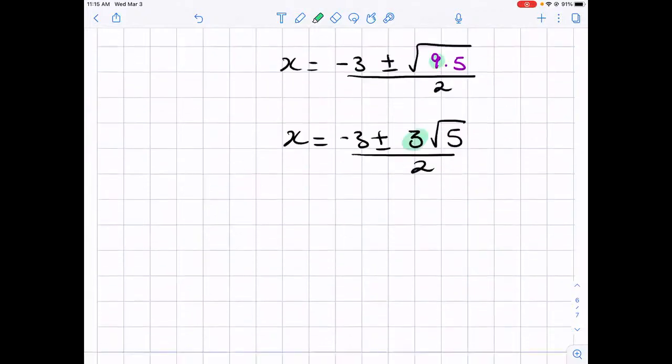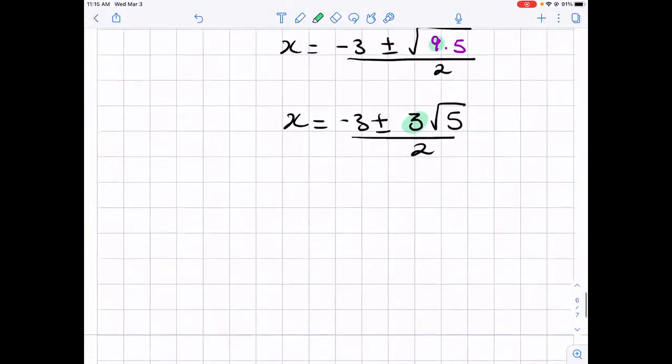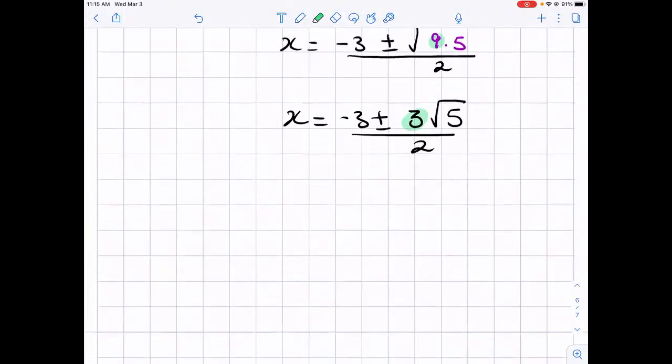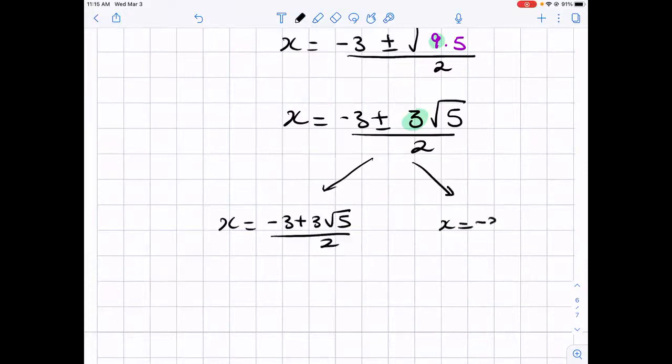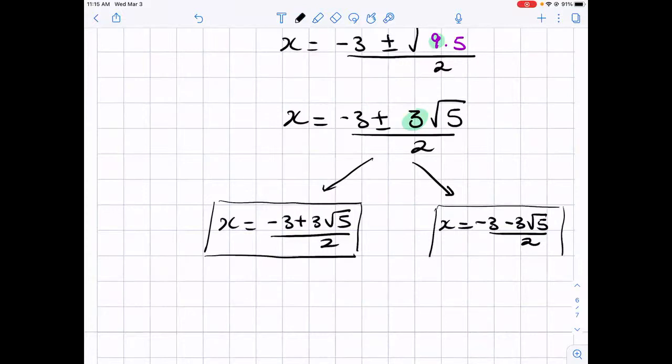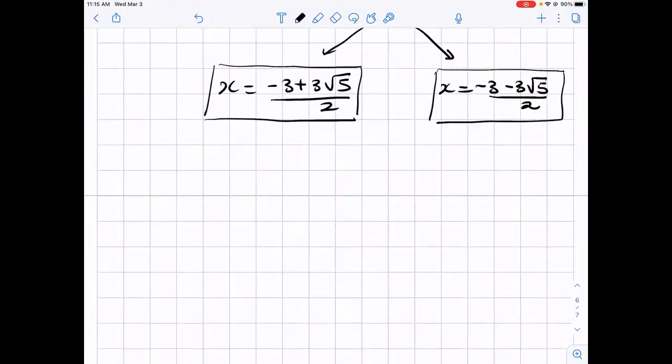Now I like to split it up. So if I split this up, I have x is equal to minus 3 plus 3 root 5 over 2, or x is equal to minus 3 minus 3 root 5 over 2. Try to see if there's anything else to simplify. If you look at this carefully, you will see that there is nothing to be simplified, okay? So you just have to check your work to see if any simplification can be done.